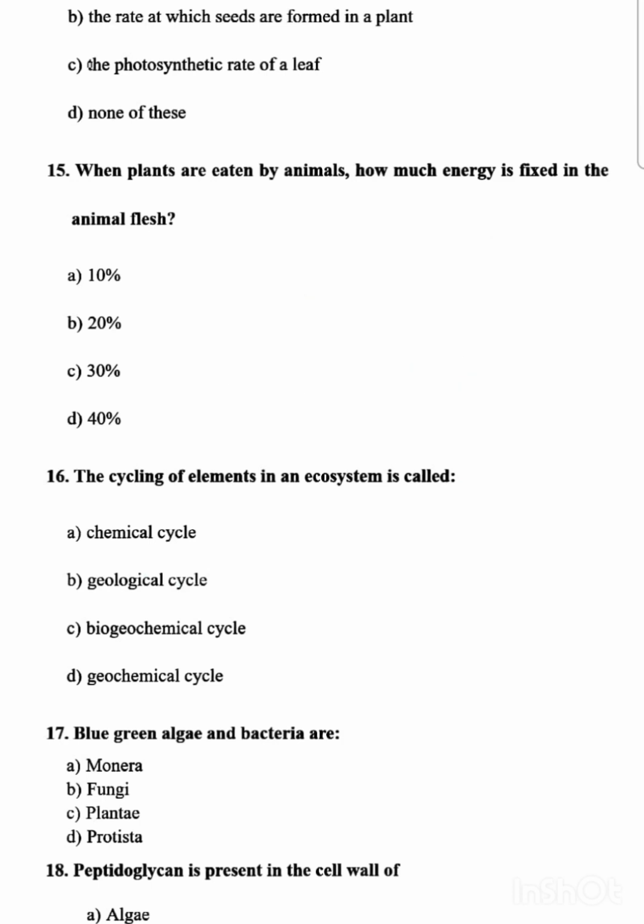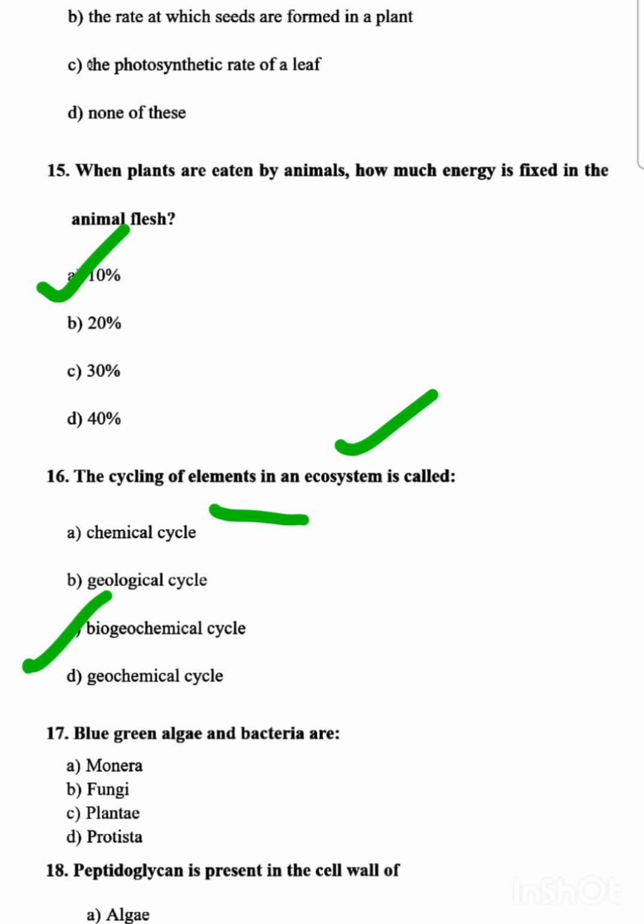Then when the plants are eaten by animals, how much energy is fixed in the animal flesh? According to the 10% law, only 10% of the energy will be transferred from the previous trophic level to the next trophic level. Then the cycling of elements in an ecosystem is called biogeochemical cycles.